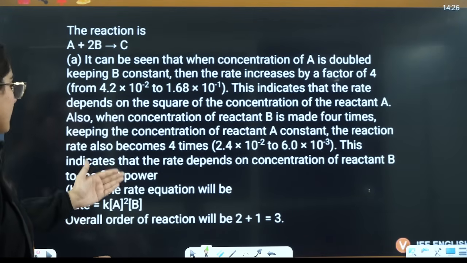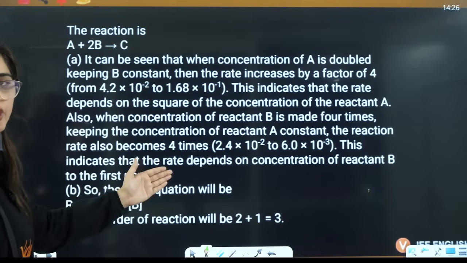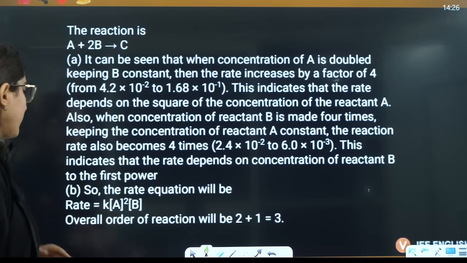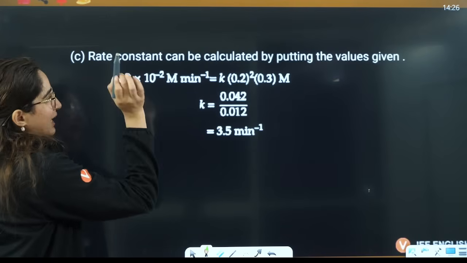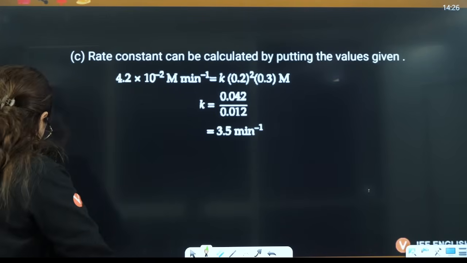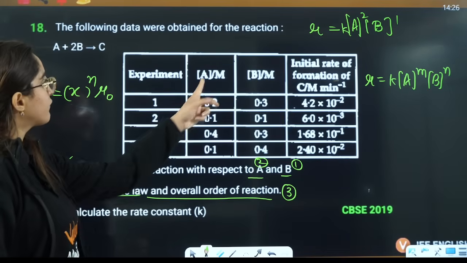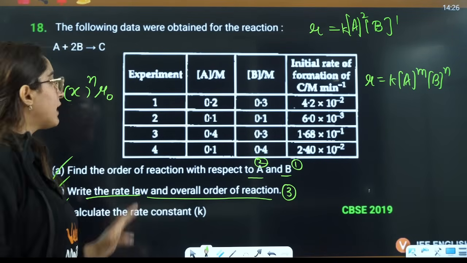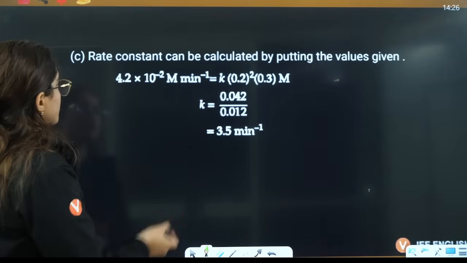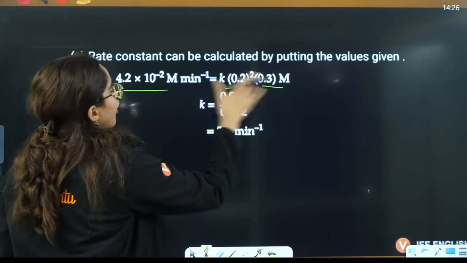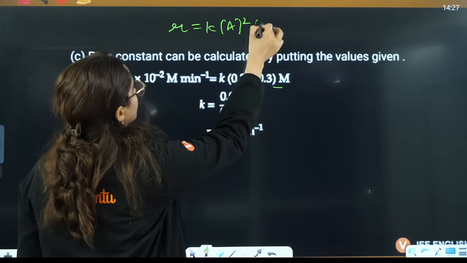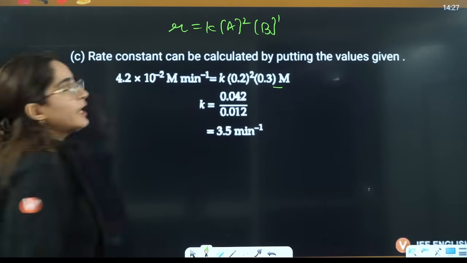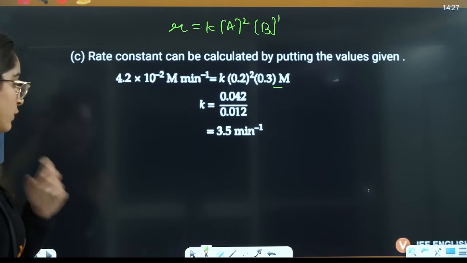You don't need to write all this in theory, just solve it properly. When you need to solve for the rate constant, pick any value. I am picking case 1, where A is 0.2, B is 0.3, and the rate is 4.2 into 10 raised to power minus 2. Put the values in the rate law formula, R is equal to k, A raised to power 2, B raised to power 1, and you will get your answer for k.